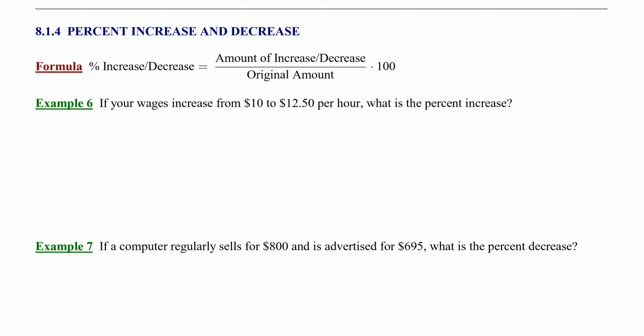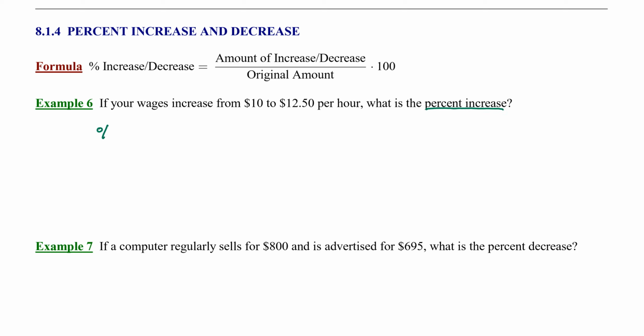To round out our review of basic percent concepts, we're going to add another formula for percent increase and decrease. To calculate the percent increase or decrease, this is two formulas in one, we're going to calculate the amount of increase or decrease, divide by the original amount, and then multiply by 100 to convert it to a percent. For example, if your wages increase from $10 to $12.50 per hour, what is the percent increase?